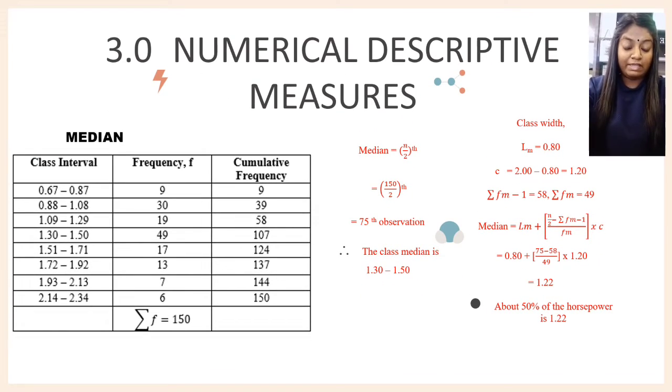Next, we have to find the median for this sample data, so we create a table with the class interval, frequency, followed by cumulative frequency. For our median, the class is 1.30 to 1.50, and for this slide our class width is 1.22. So about 50% of the horsepower is 1.22.